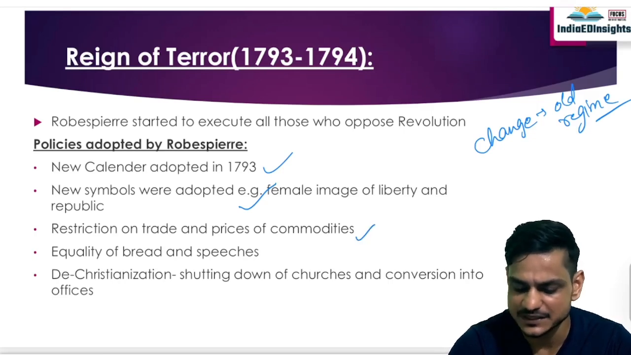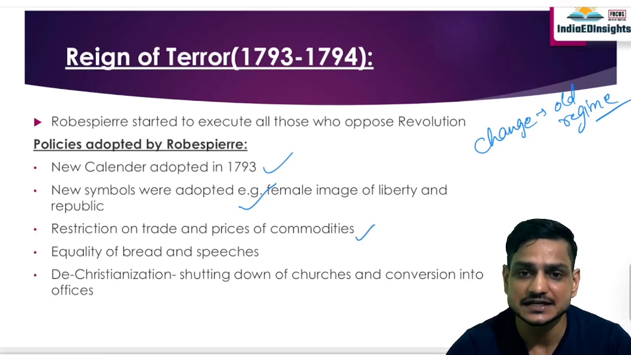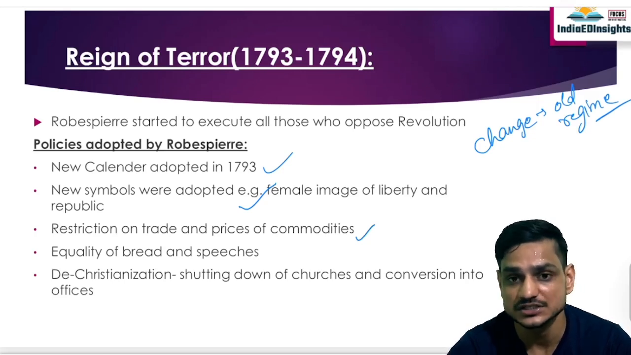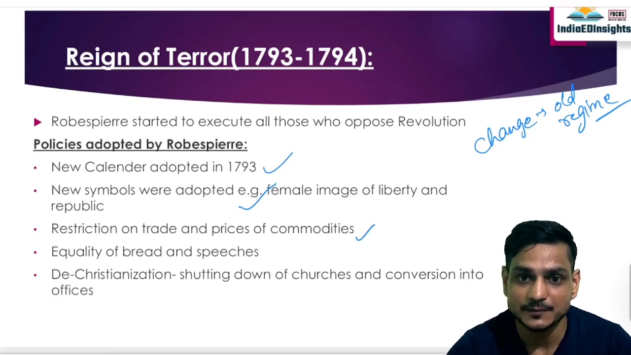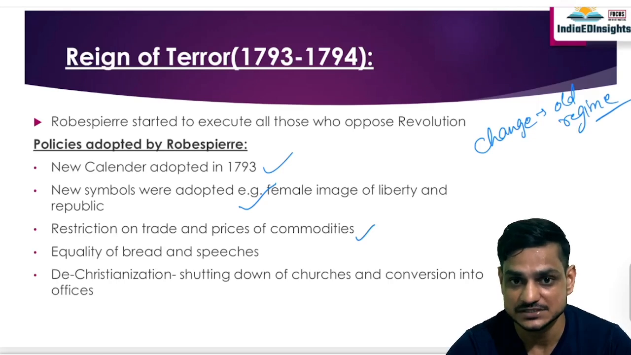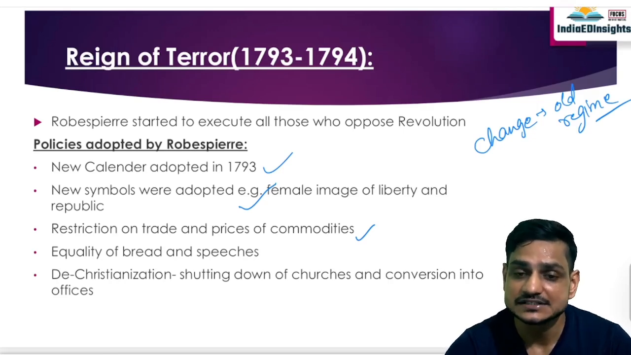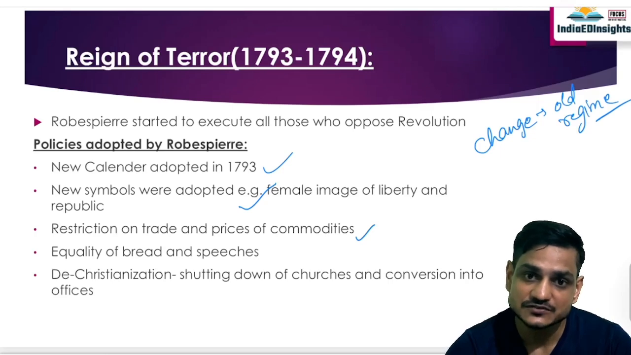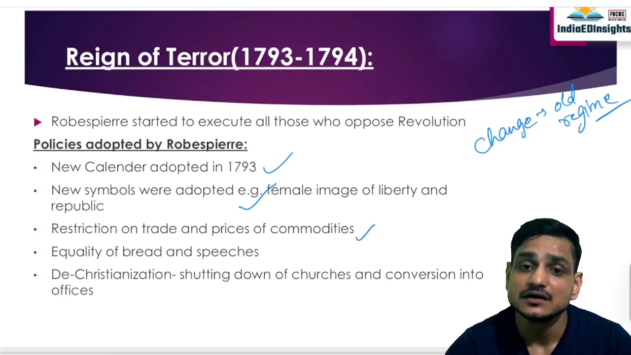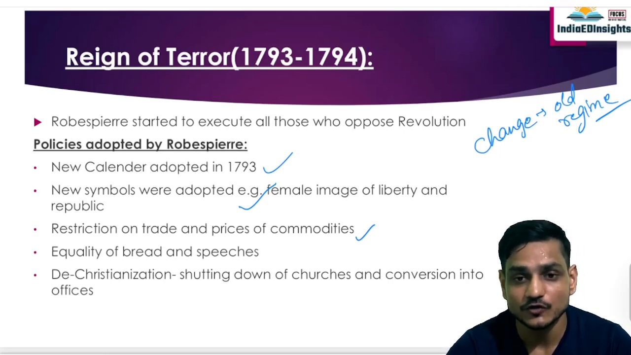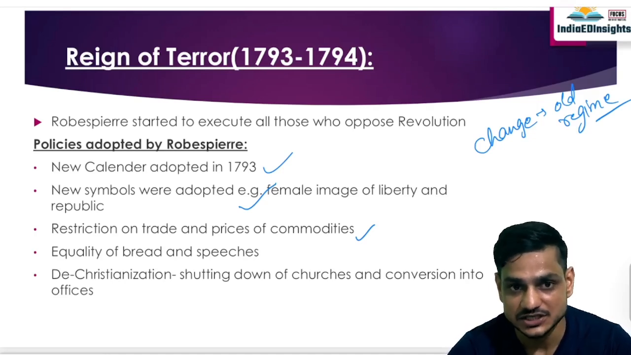Restrictions on the trade and price of commodities. So Robespierre said that the government will decide at what cost you will sell your product. तो कोई भी सामान अगर मार्केट में बेचना या खरीदना है, सरकार डिसाइड करेगी उसका रेट क्या है. The government decided with which countries France will trade or not trade. The businessman will trade or not trade, and the prices of the products will also be decided by the government itself.